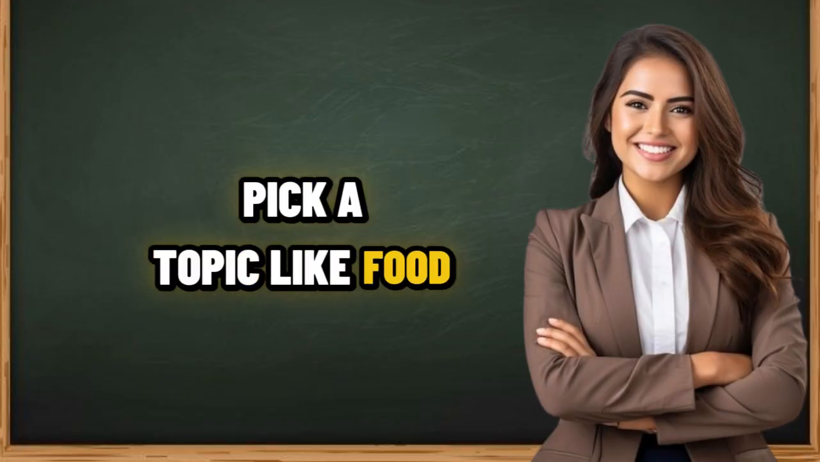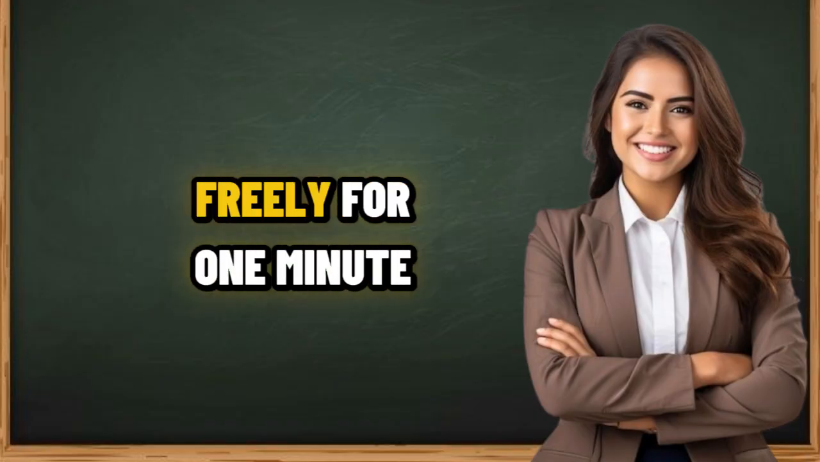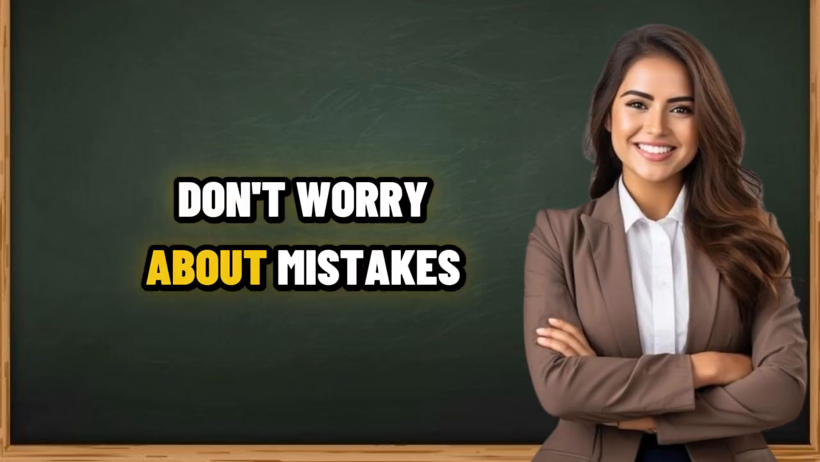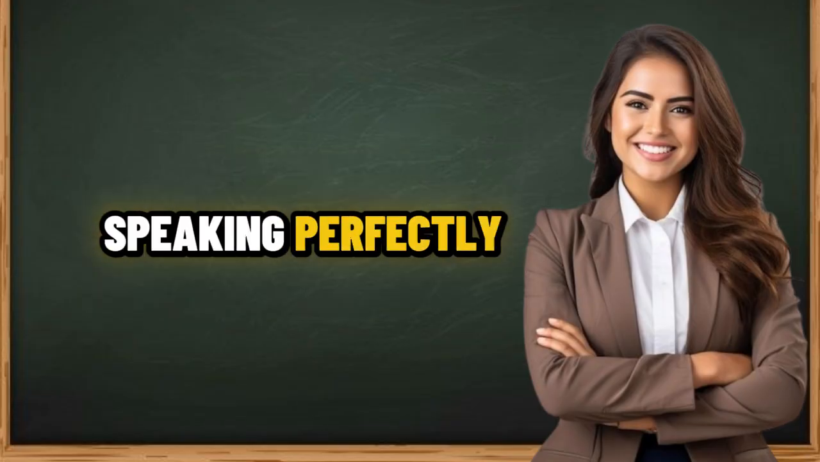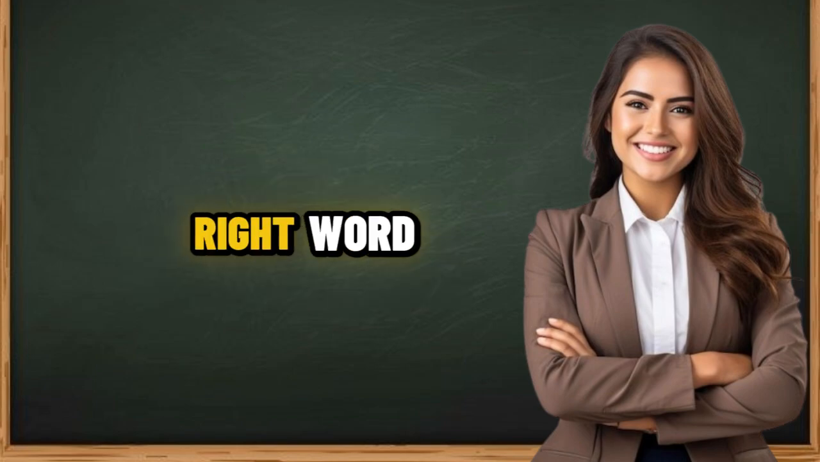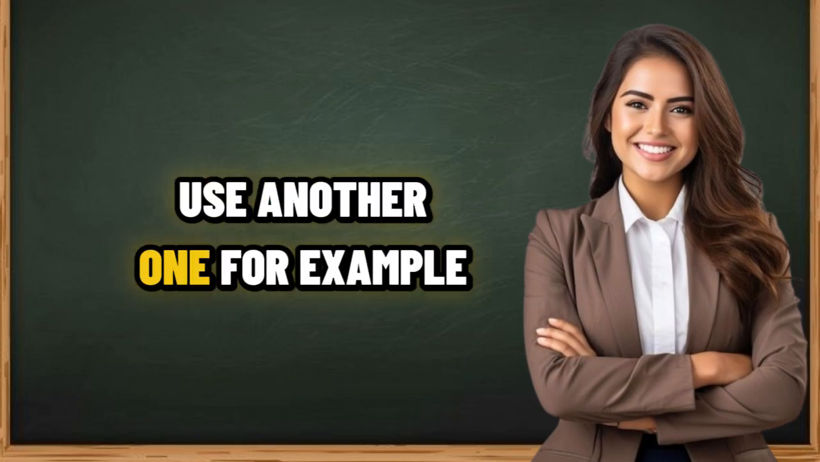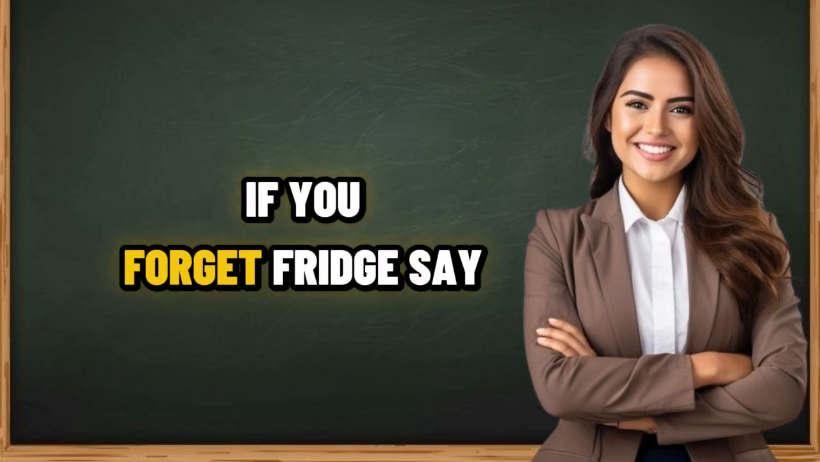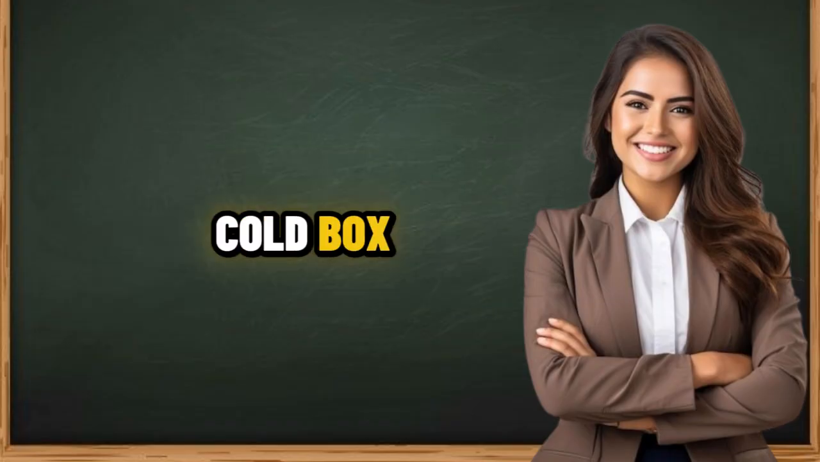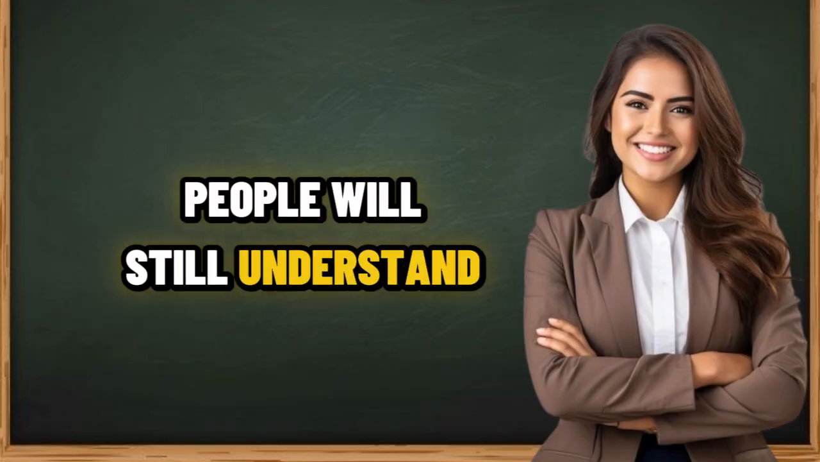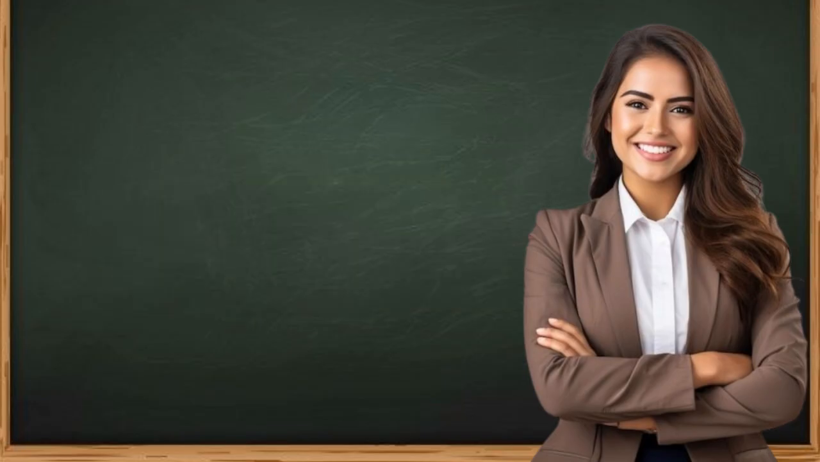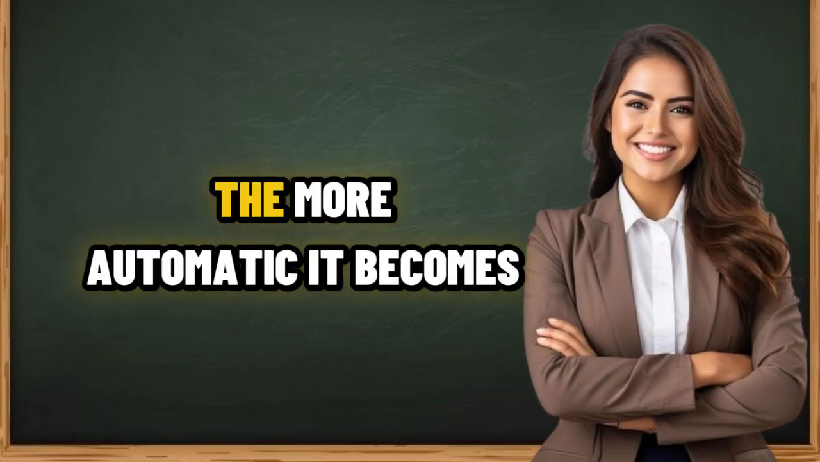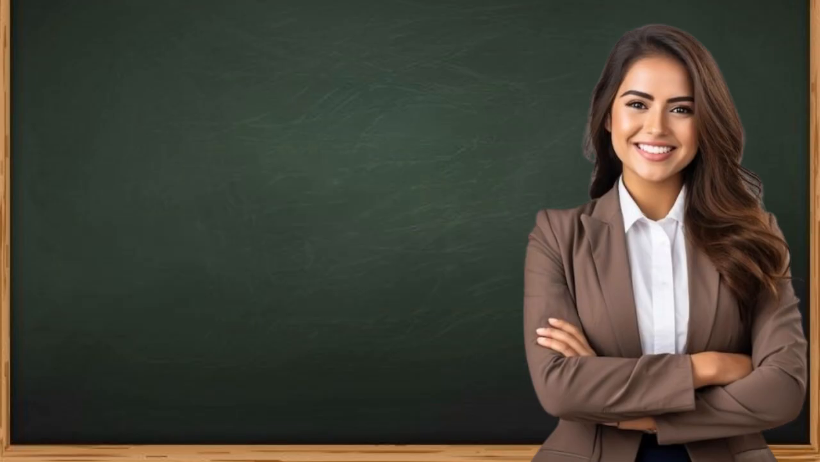You can do this too by starting small. Pick a topic like food or your day and speak freely for 1 minute. Don't worry about mistakes. Focus on sharing an idea, not speaking perfectly. If you can't find the right word, use another one. For example, if you forget fridge, say cold box. People will still understand. The goal is to keep your brain thinking in English without stopping. The more you practice this, the more automatic it becomes.